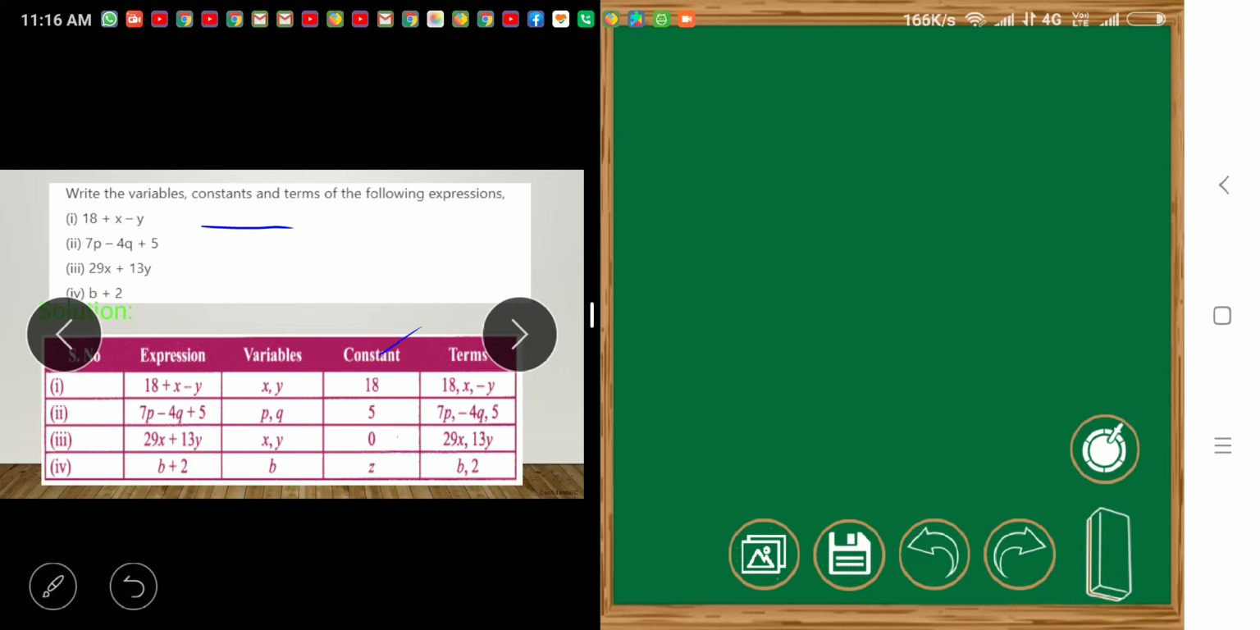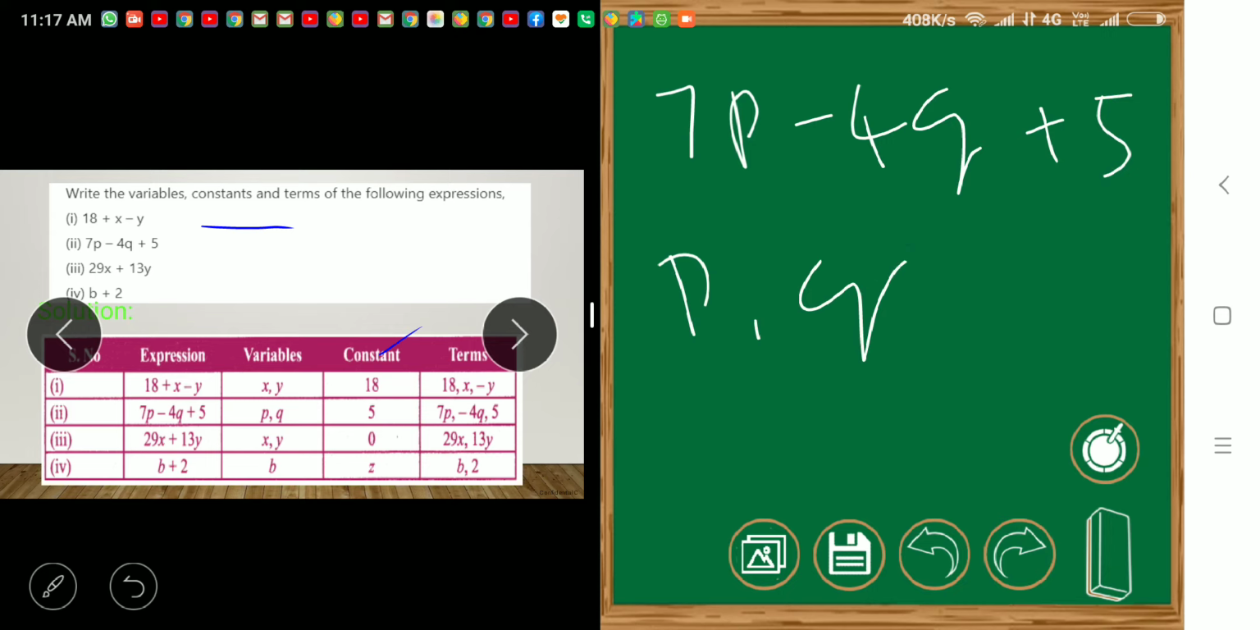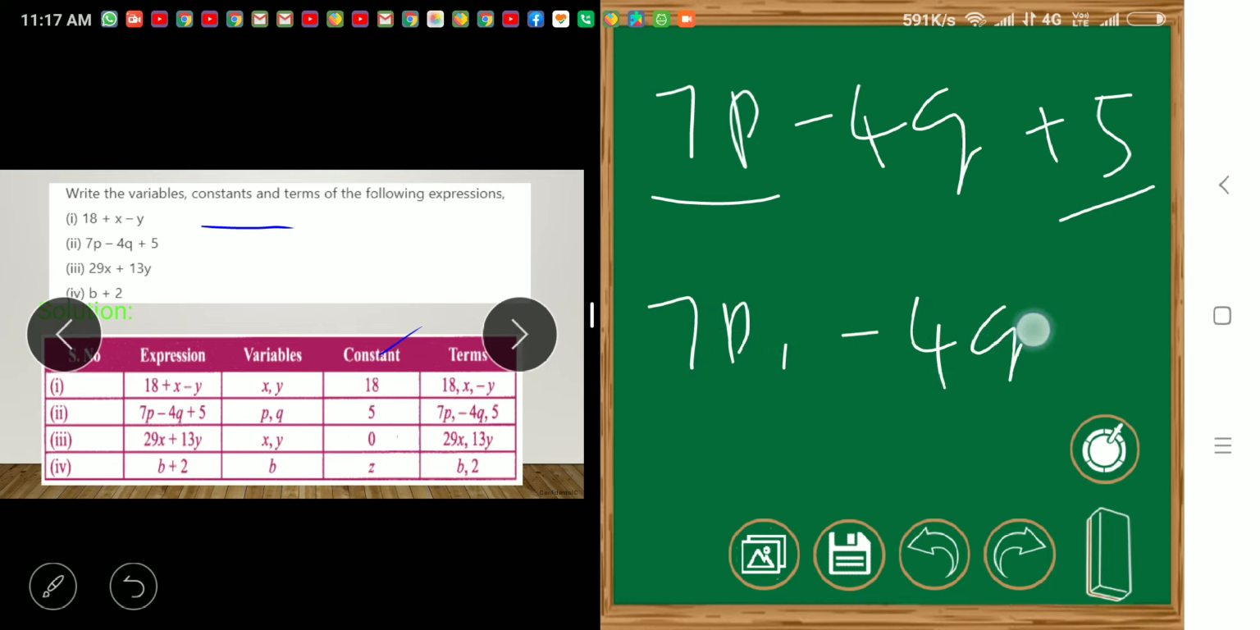And the next question is 7p minus 4q plus 5. First tell me what are the variables used here? p and q. Yes, it is correct. And next, what is the constant here? These numbers we should not say because these are all coefficients. We should not say that. Only the constant, that is 5. And now terms. What are the terms we have? 7p is one term and minus 4q is another term and plus 5 is another term.